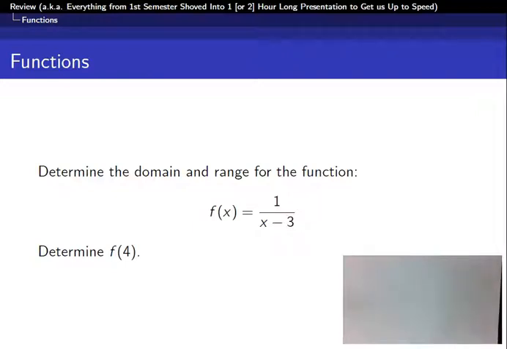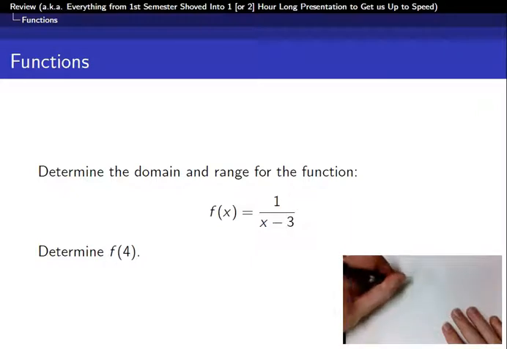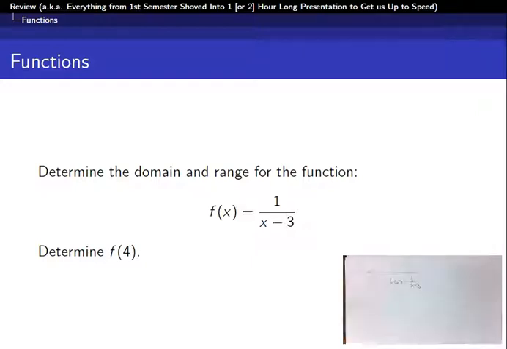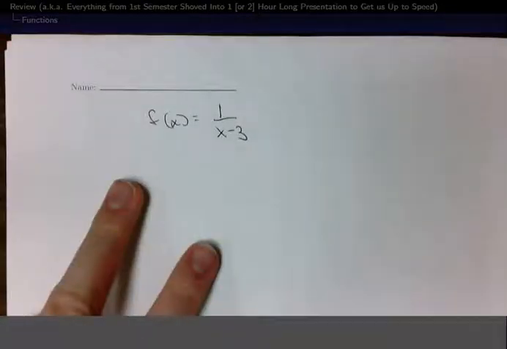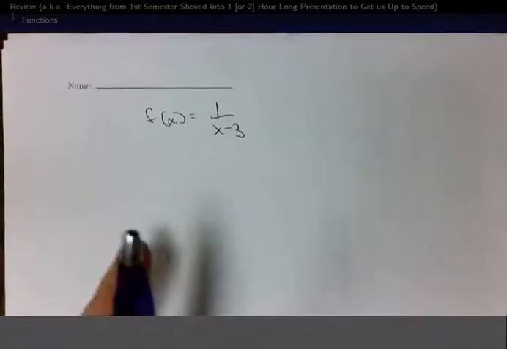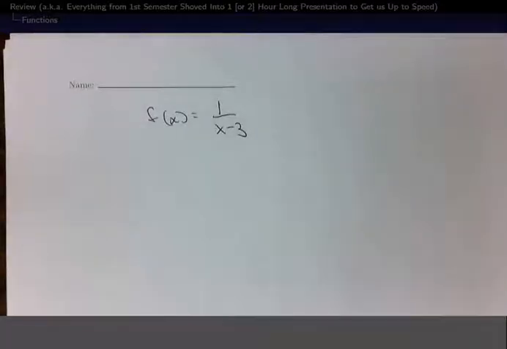So after we talked about solving equations, we talked about this notion of a function. The first part says determine the domain and range for the function. So the domain are all the different x values that the function will take in. So here we have 1 over x minus 3. The main thing we have to worry about at this point is there's 2 rules that we can't have. We can't have zeros in the denominator, and we can't have negatives underneath square roots. Other than that, everything is fair game.